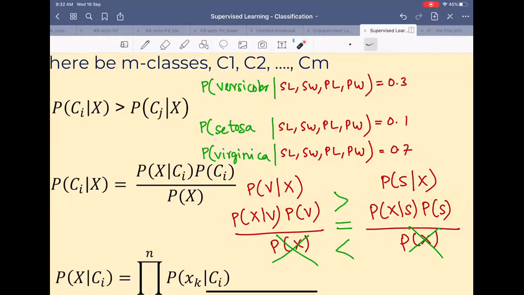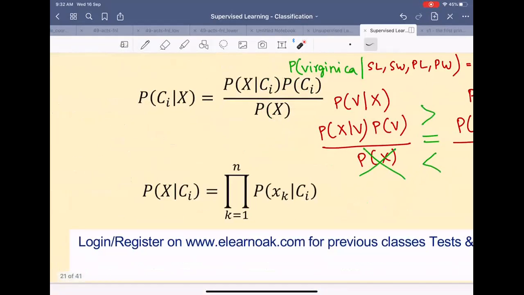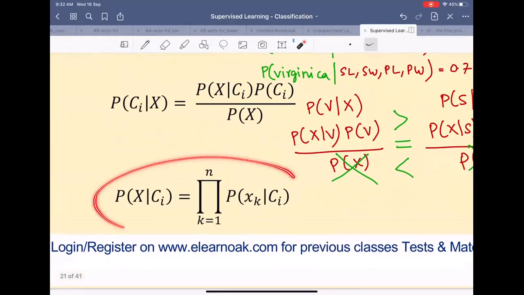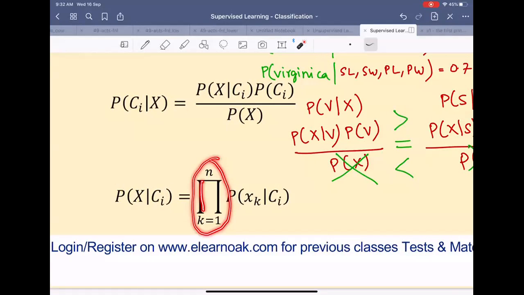The interesting and difficult thing is, how do I evaluate the second part? How do I evaluate the probability of a given data X, given that I have a class? So that is what we do here. It says the probability of X given a class is equal to this big symbol, a big pi, which goes from k equal to 1 to n. Have you seen this symbol before?